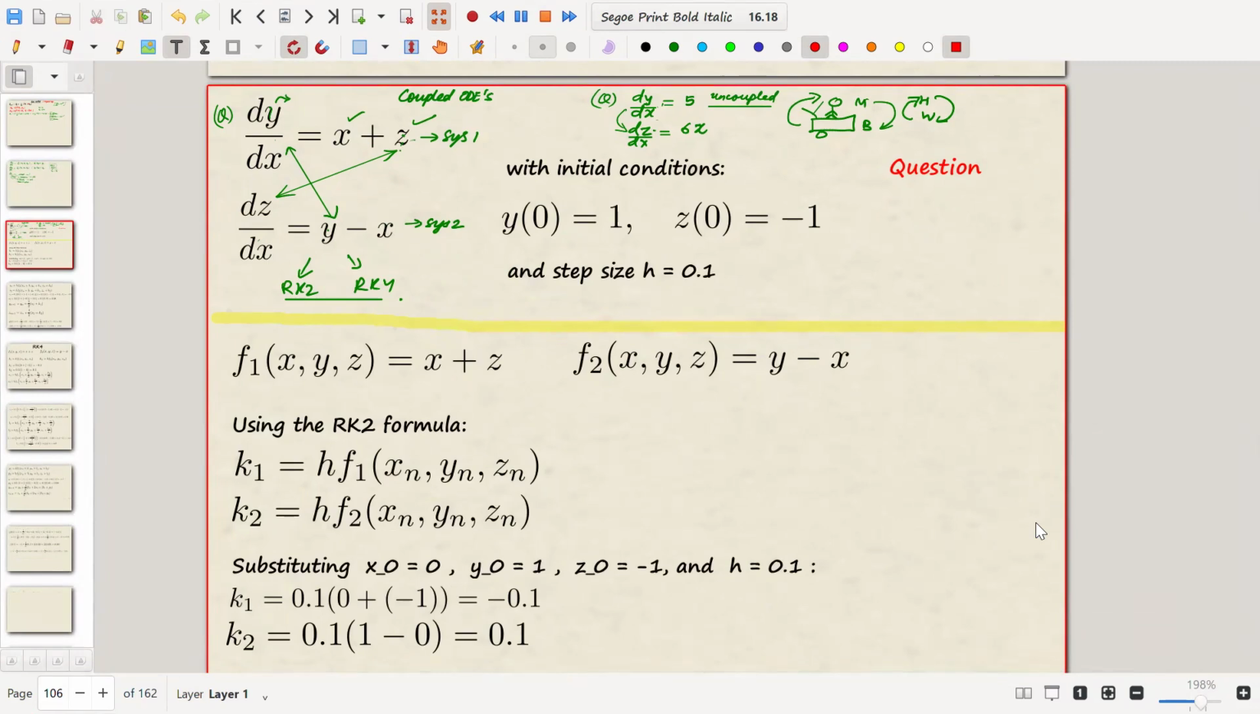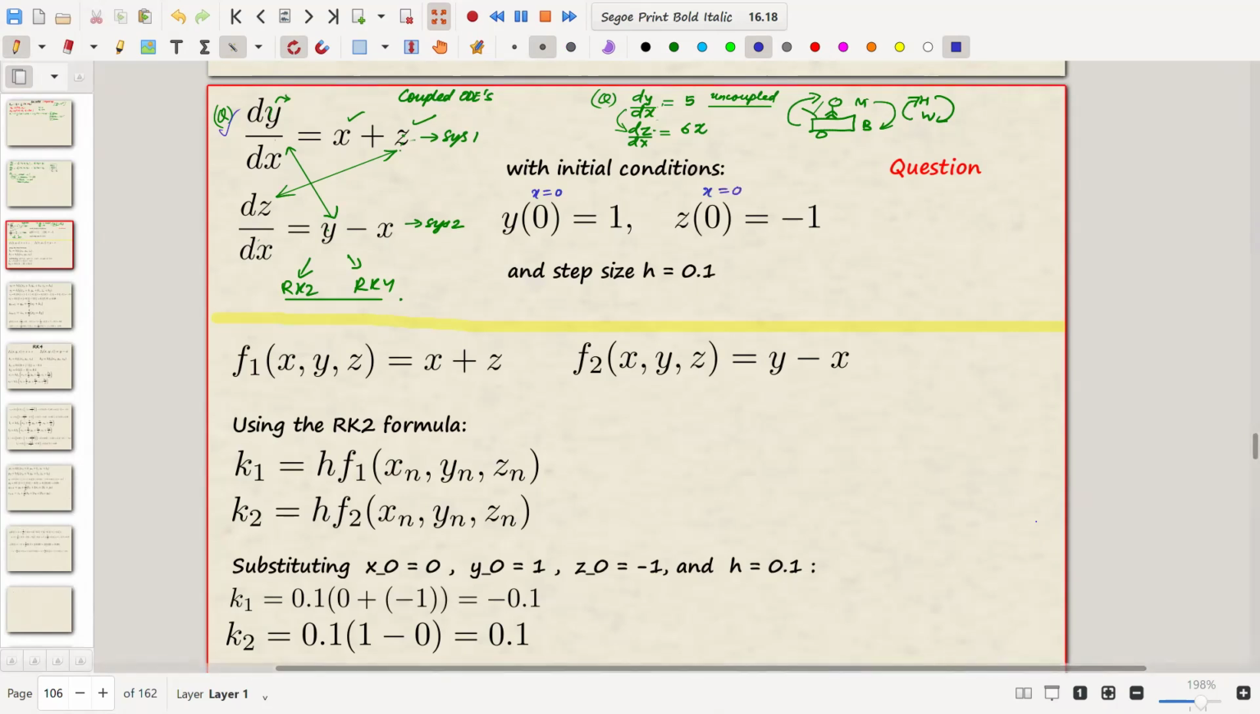So you can see dy by dx equals x plus z, and dz by dx equals y minus x. So you can concentrate on this question. Okay. So the idea is simple. The idea is how we can solve it. What should be your aim? Your aim should be to solve y and z. Okay, y and z. So the initial condition is given to you at x equal to 0. At x equal to 0, the value of y is 1. At x equal to 0, the value of z is minus 1. Okay. And the step size for this numerical method you have taken to be 0.1.